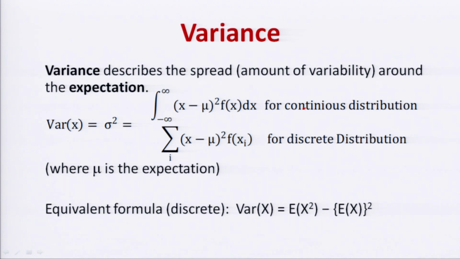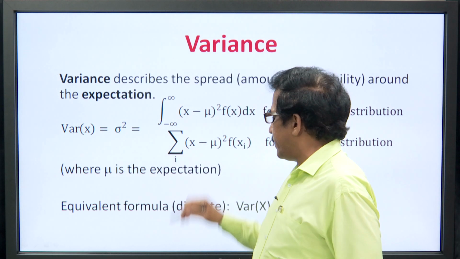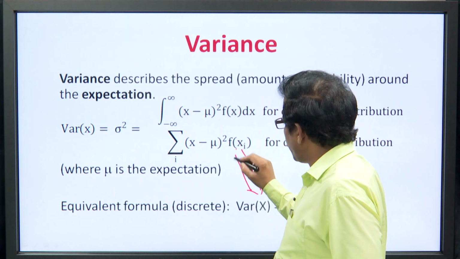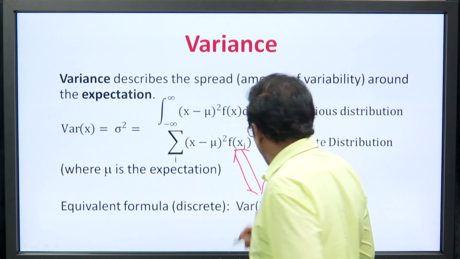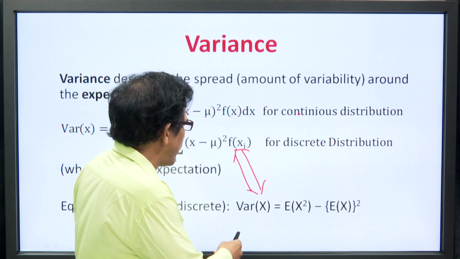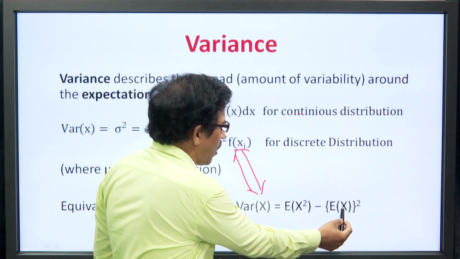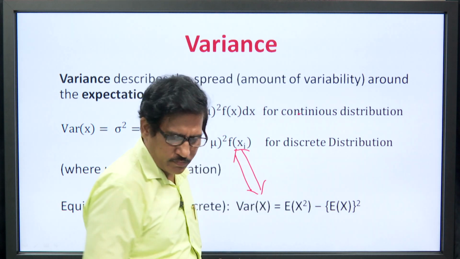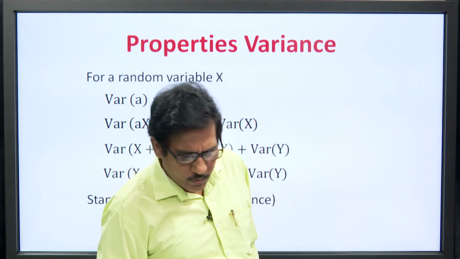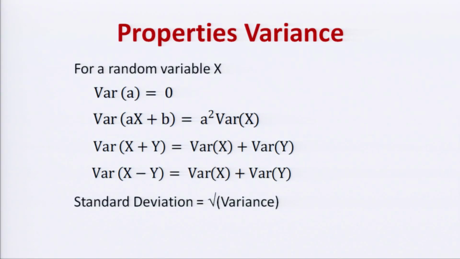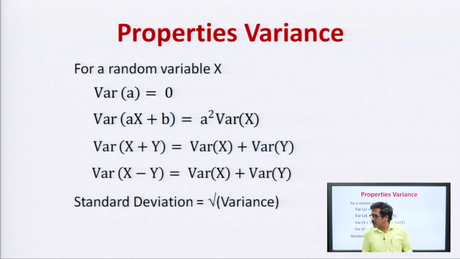Here it is (x minus mu) to the whole square. This formula can be transformed in this particular way: the variance of a function is equal to the expectation of x square minus the expectation of x, whole square. Properties of variance. Variance means spread of data. If data is constant, then there is no spread of data, so variance is equal to 0.